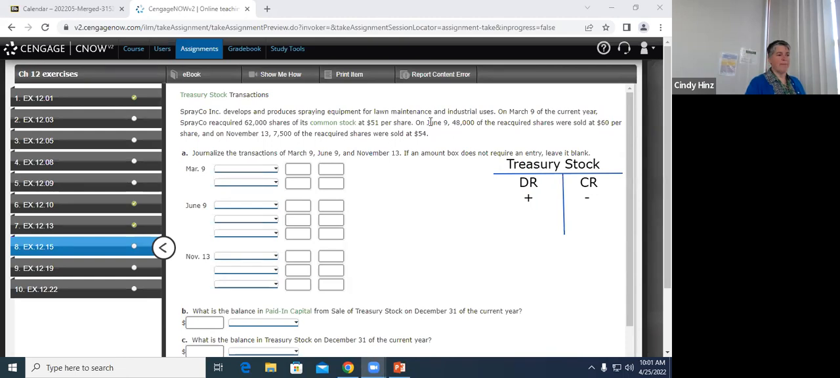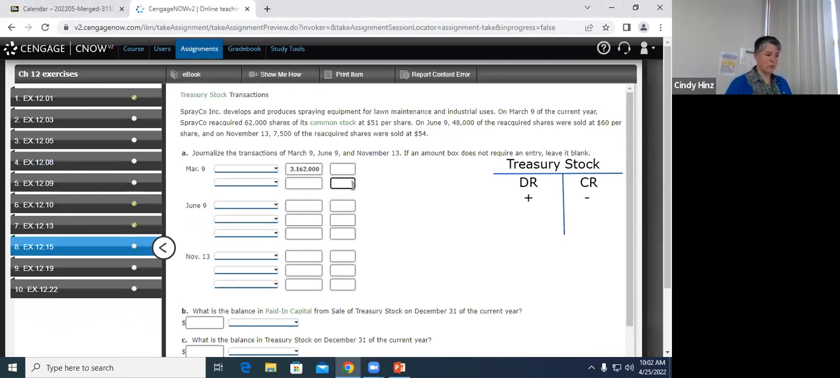So the first thing that happened is we bought some of our own shares back. How do we do that? The same way you or I would do that. If we wanted shares in Spray Company Incorporated, we contact a broker and say, hey, buy us some shares. And that's exactly what happened here. Spray Company went out on the open market and repurchased 62,000 shares of its own stock at $51 per share. The total price is $3,162,000.